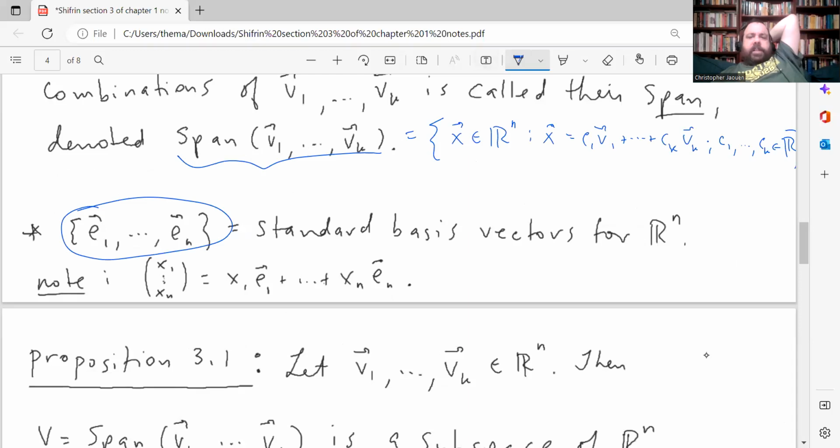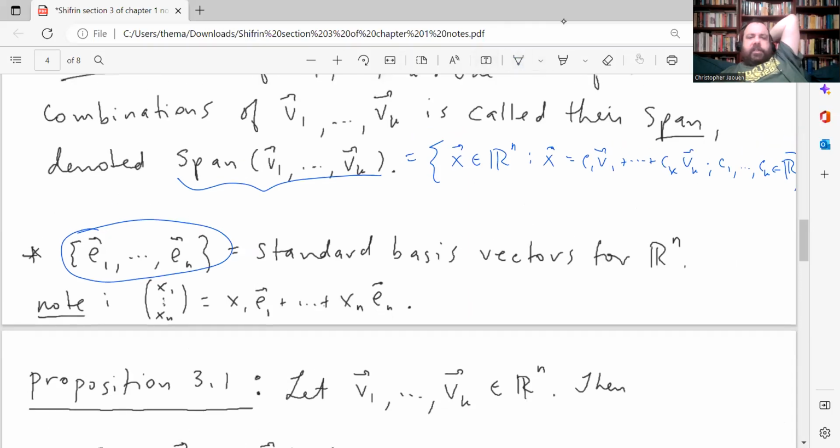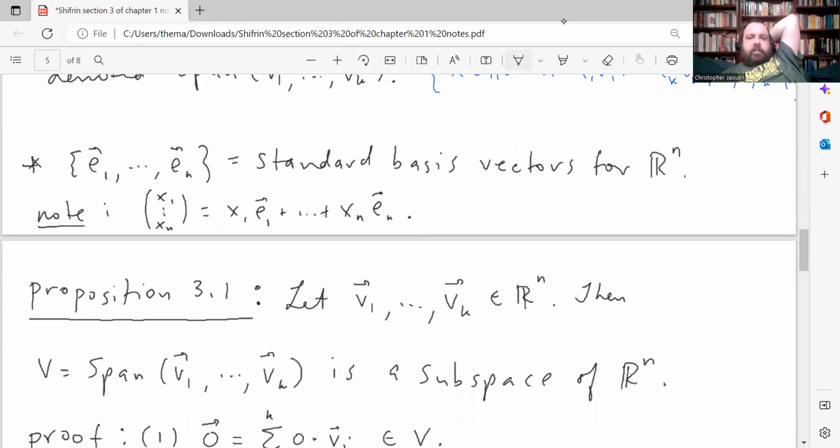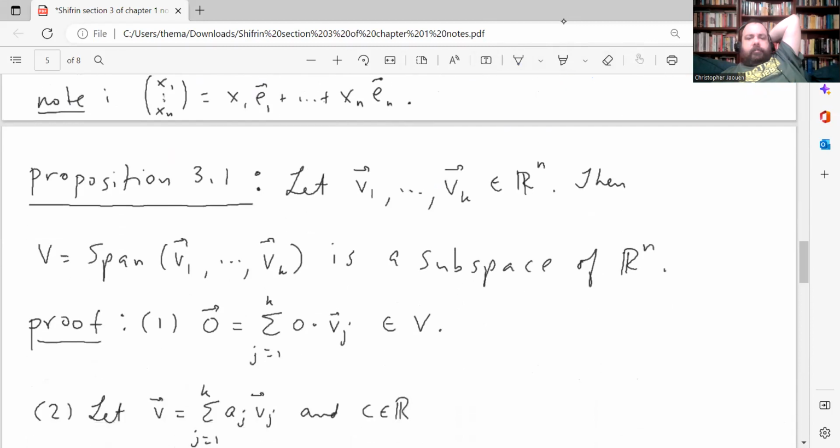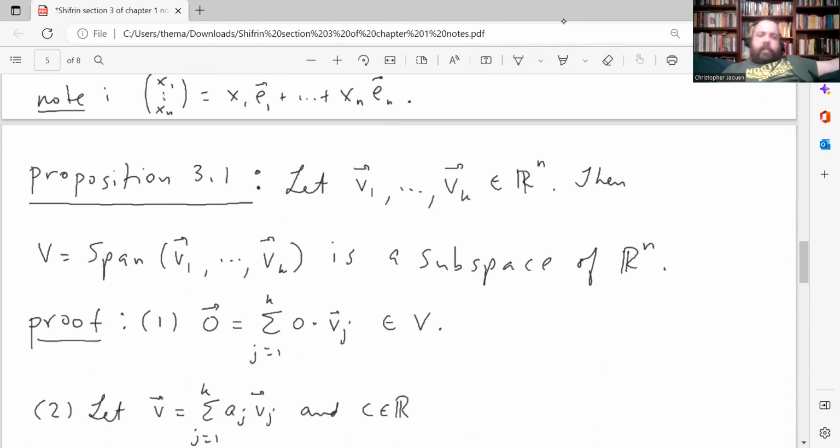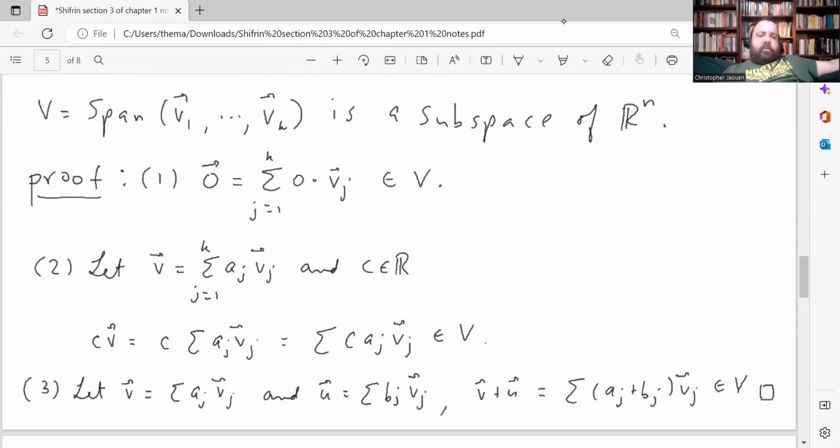The reason that these are the standard basis vectors for Rn is because you can write the vectors as a linear combination of them very easily. So the coordinates here are just the weights in the linear combination for the standard ordered basis vectors. Proposition 3.1. Let v1 through vk be vectors in Rn. Then V equals span v1 through vk is a subspace of Rn. That's a proposition, and I prove it down here.